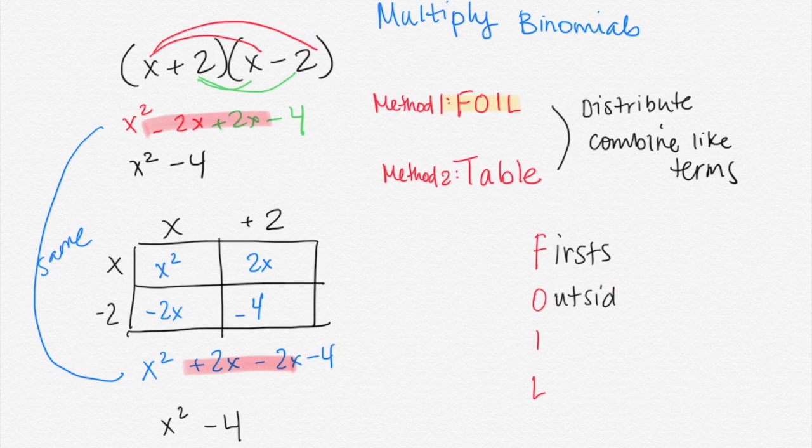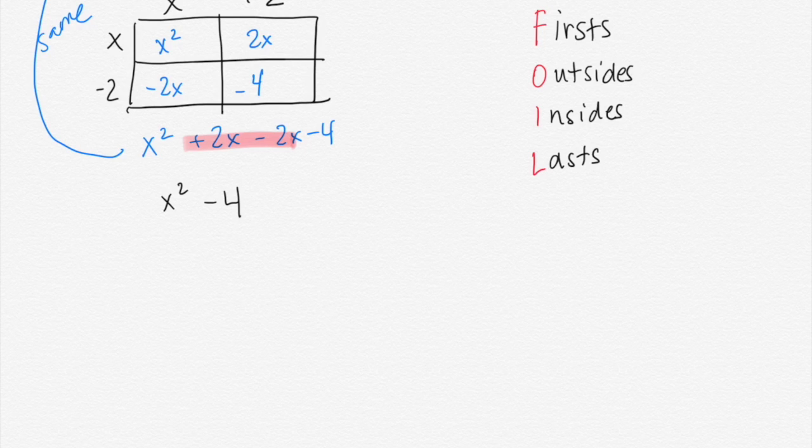Let me go back and actually spell out FOIL for you and go over it again. FOIL stands for firsts, outsides, insides, and lasts. So let's take another shot at it. Most people get the table method really quickly, but have a hard time with the FOIL method. So let me go ahead and try it again with you.